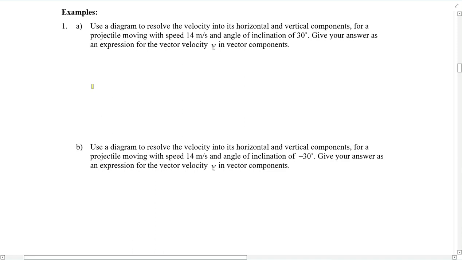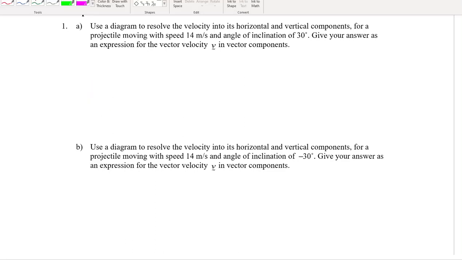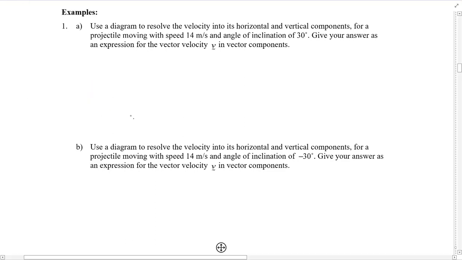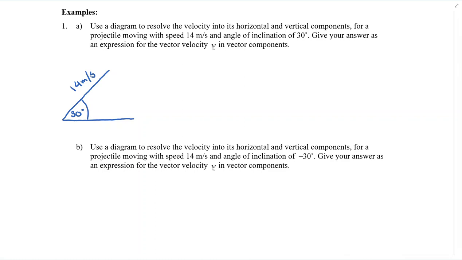So we have a projectile, which, here's my horizontal ground. It is being projected up at an angle of 30 degrees. The speed in the question there is 14 meters per second. So even though, yes, if I was to continue, I could draw the rest of my parabola in, but we're only talking about the initial velocity here.